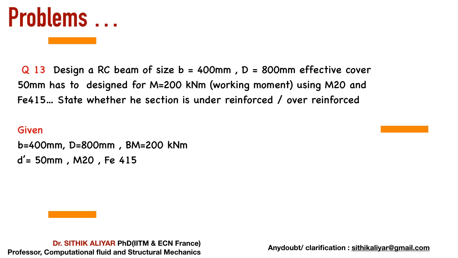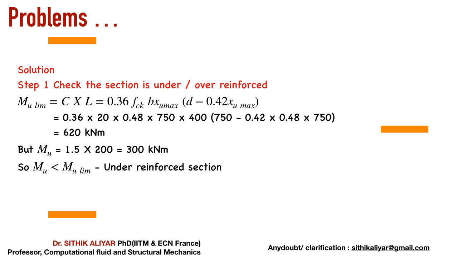The first thing they are asking is whether the section is under reinforced or over reinforced. This we can determine based on M and M u limit. So step 1: check whether the section is under or over reinforced, so that we know which equation to use for calculating Ast. We know the standard formula for M u limit, the maximum bending moment your beam can take, based on fck, xu max, b and d. Substitute everything they have given: 0.36, 20, 0.48, into 750. The 750 is because of 800 minus 50; the small d is the effective depth.